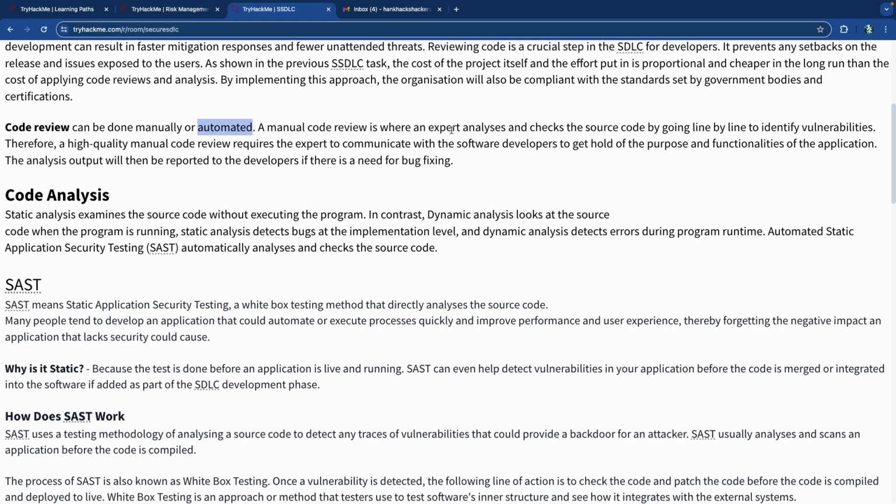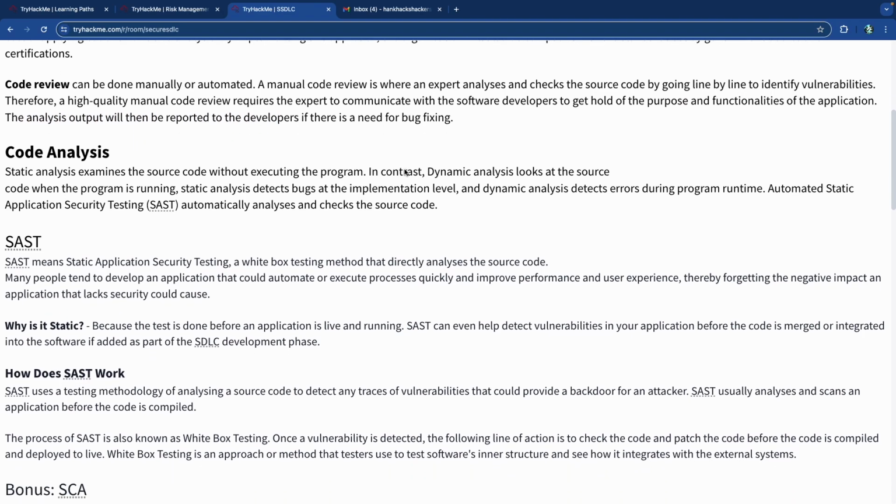Manual code review is where the expert analyzes and checks the code by going line by line to identify vulnerabilities. For a high quality manual code review, the expert needs to communicate with the software developer to get hold of the purpose and functionalities of the application. The analysis output will then be reported to the developers if there's anything for bug fixing.